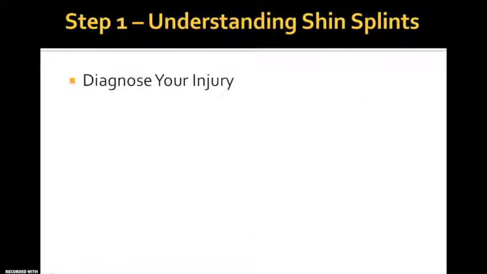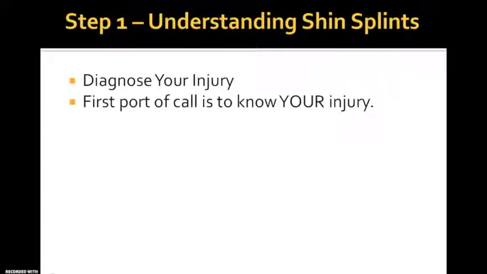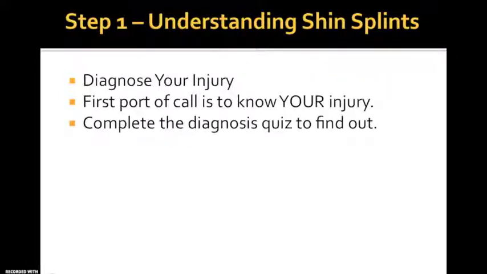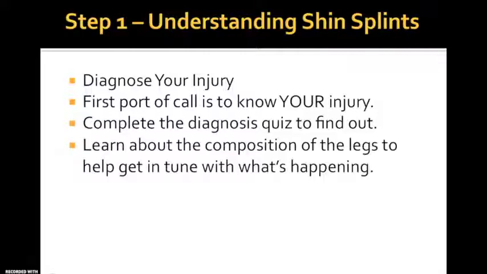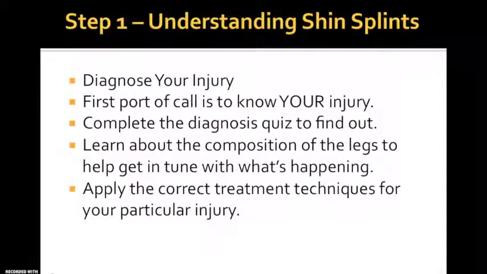So the next thing you need to do is diagnose your injury. Your first port of call is to know what your particular injury is. You can do that by completing the diagnosis quiz that I've created, which I'll give you some more information about at the end of this presentation. Once you know what your particular injury is, you need to learn about the composition of the legs to help you get in tune with what's happening underneath your skin. It's basically learning about what tendons and ligaments are in there and what's happening to those with the impact of running and the sport that you're involved in. Once you know what your injury is, you then can apply the correct treatment techniques for your particular injury. That'll get you back up and running as quickly as possible.